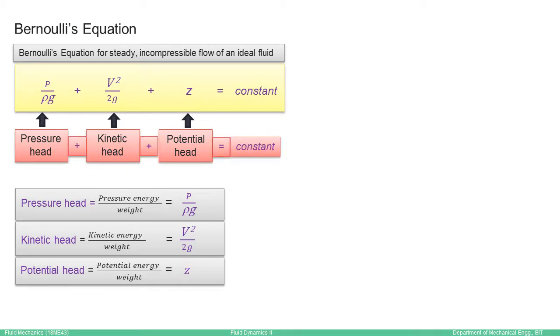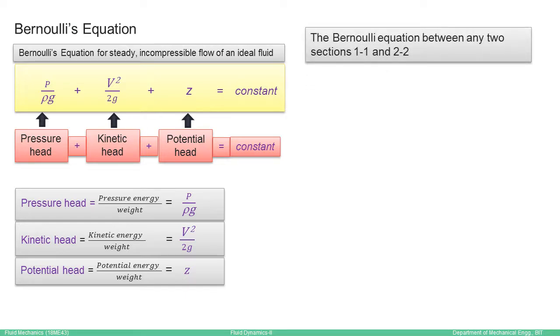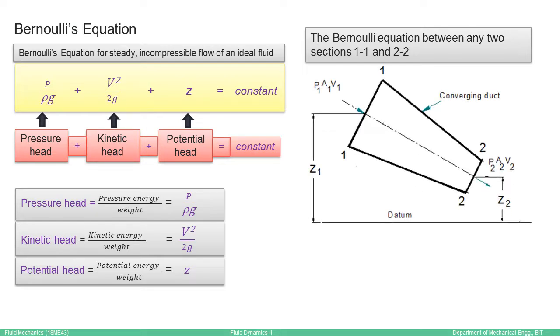So the sum of all the heads is the same at a point for a steady incompressible flow of an ideal fluid. If this is applied to flow between any two sections 1-1 and 2-2 as shown in the picture, the details are presented on the picture, where P1, A1 and V1 are the pressure intensity, area of cross section and velocity at section 1-1.